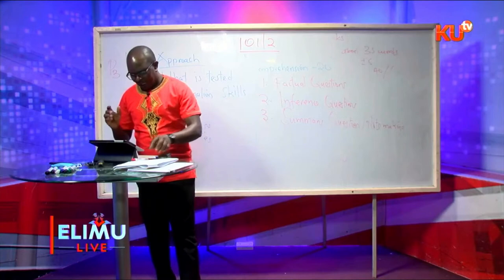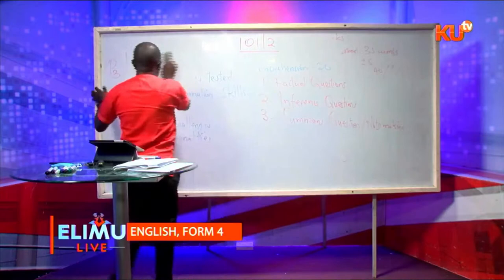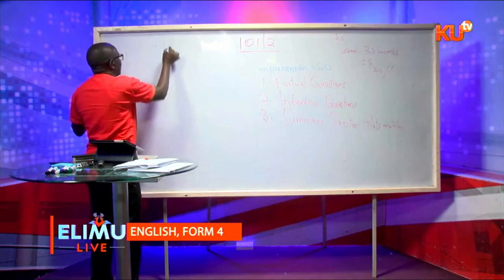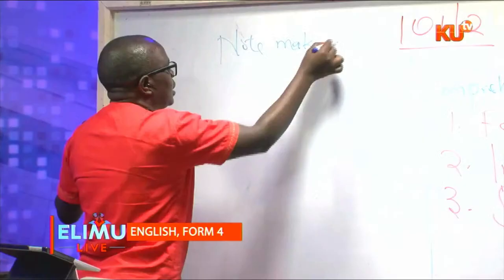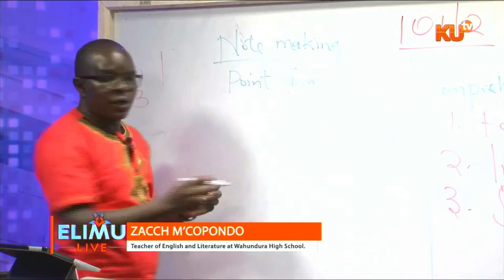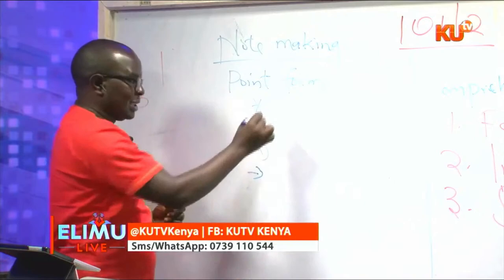So in note making, that we've talked about summary now, in note making, the students must answer in point form. There are key things you need to note here: your answers must be in point form. So point form, we look at things maybe to do with the asterisks, the numbering, the alphabetical numbering, etc. You can also use arrows. Just note that it must be in note form.